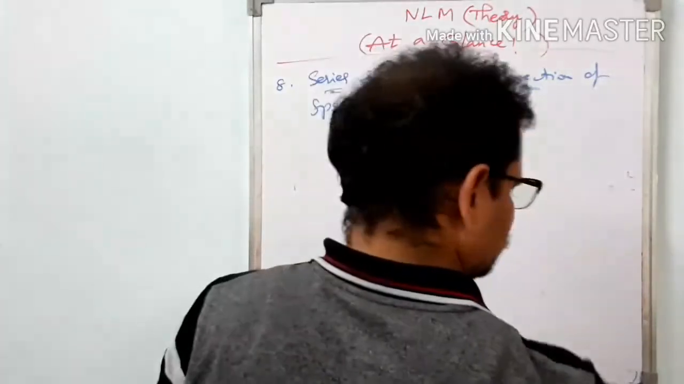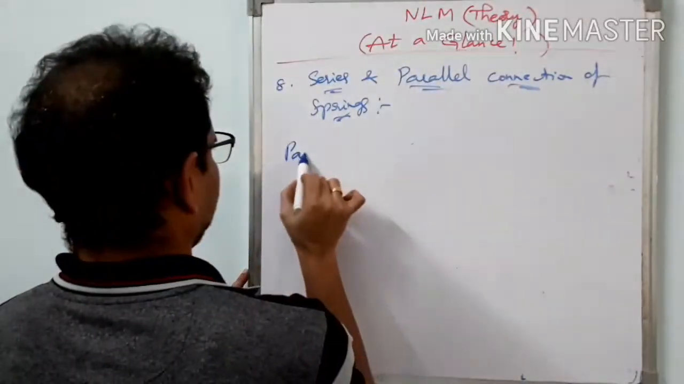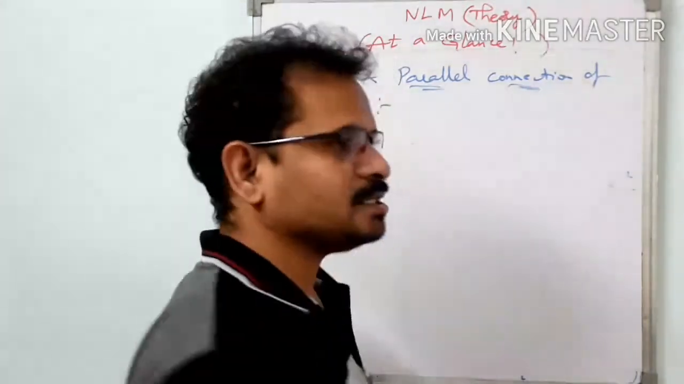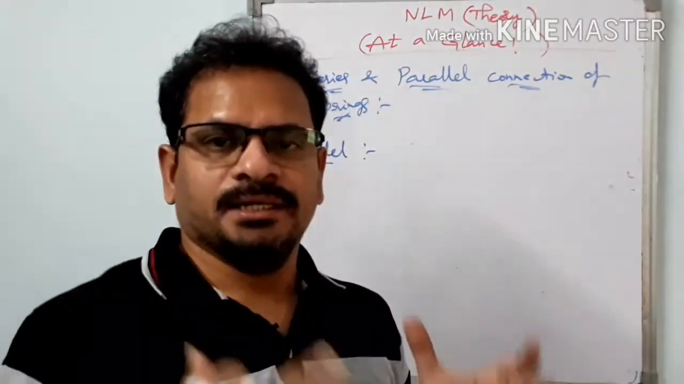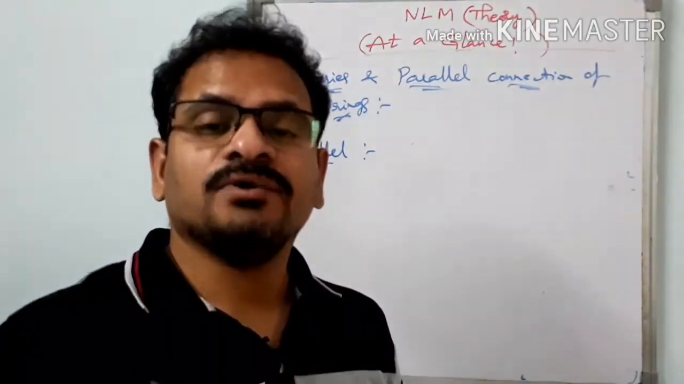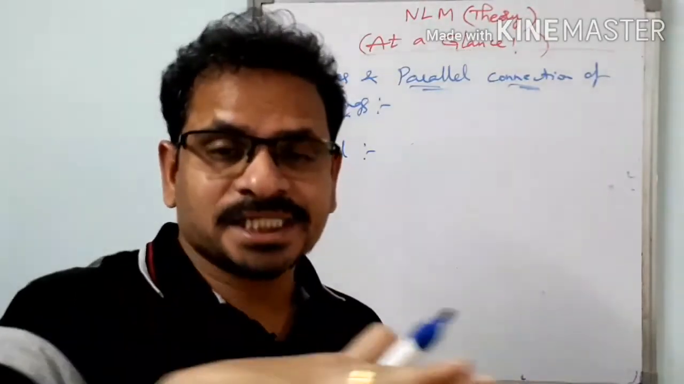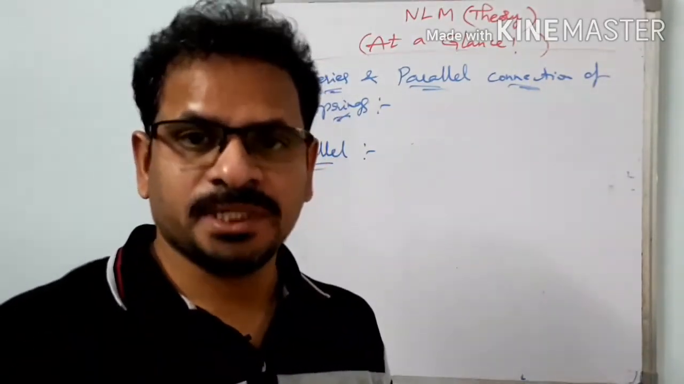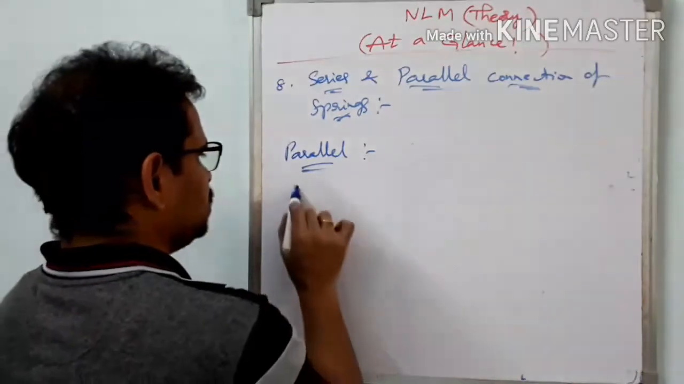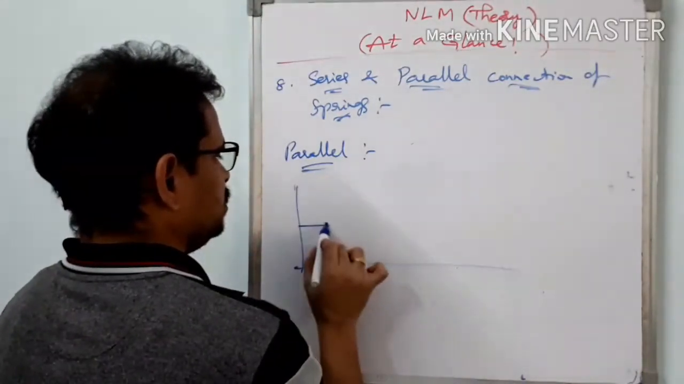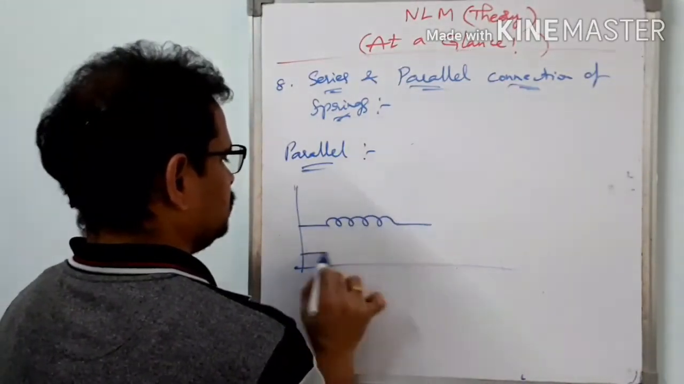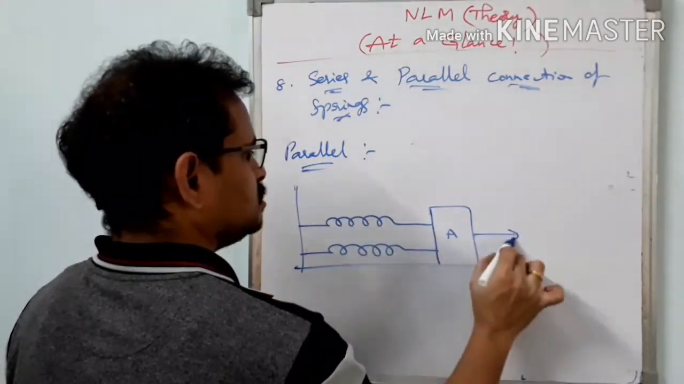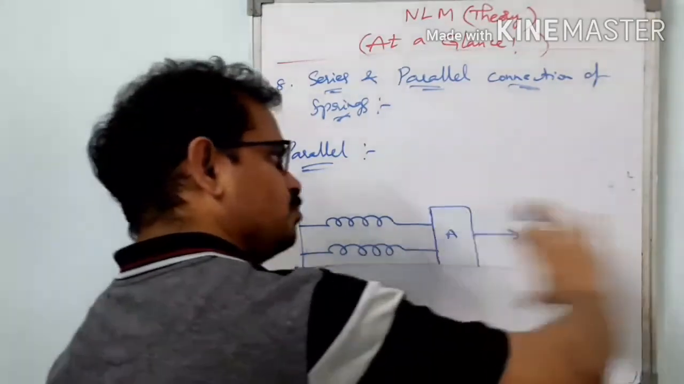a parallel combination of springs. If springs are connected in such a way that the forces across them are different, but the elongations produced, or change in length produced, in them are the same, such a type of combination of springs is known as parallel combination. Let us see. So let us consider two springs here, and a block A. So in this case an external force F is acting on this block and pulling it like this.